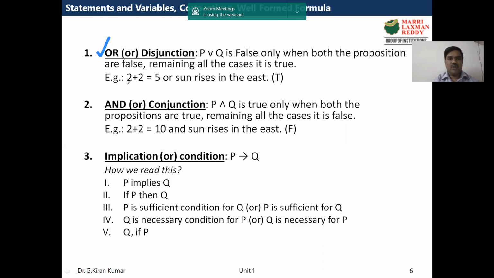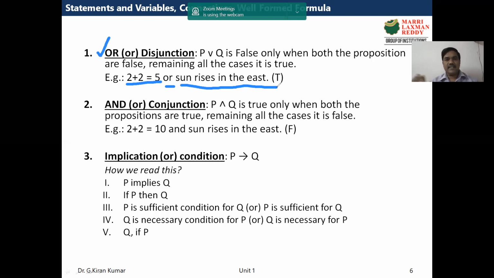2 plus 2 equal to 5 or sun rises in the east. Now how do we find out the truth value of this statement? This statement contains a connective called or. There are two propositions: 2 plus 2 equal to 5 is one proposition, and sun rises in the east is the second proposition. These two propositions are connected with the connective or.